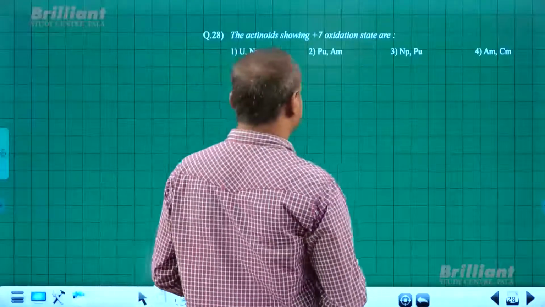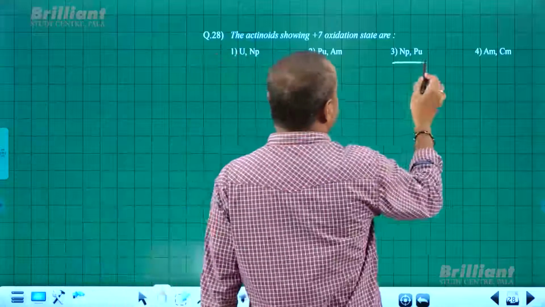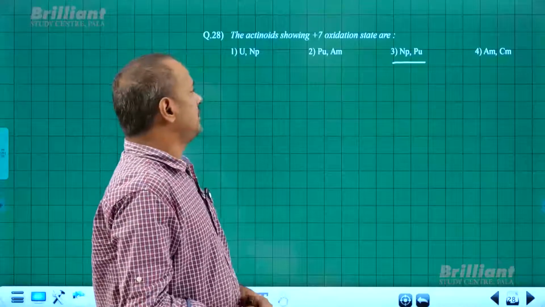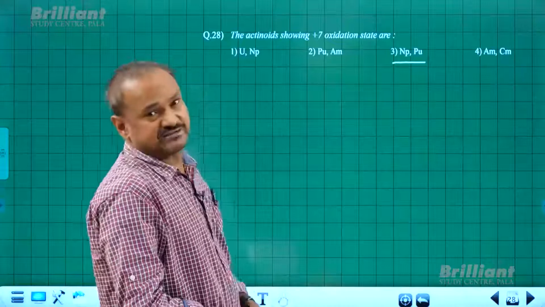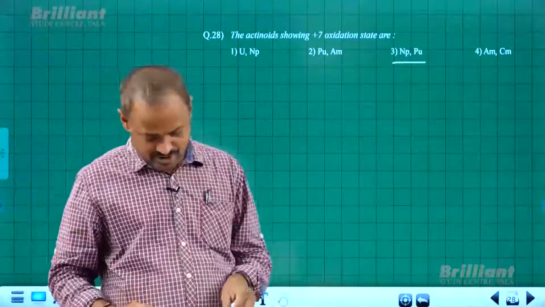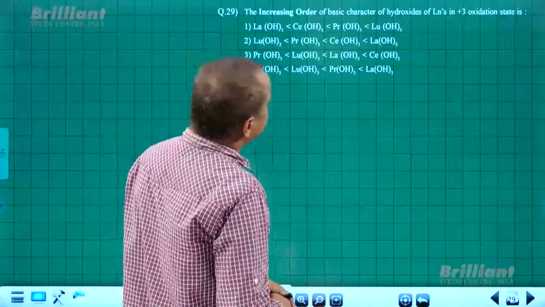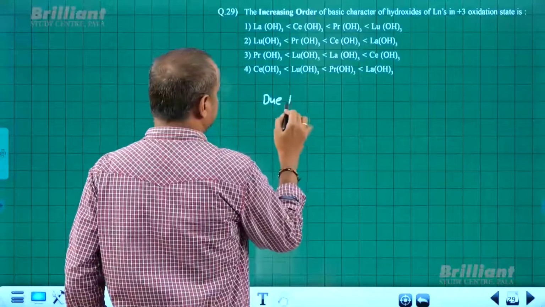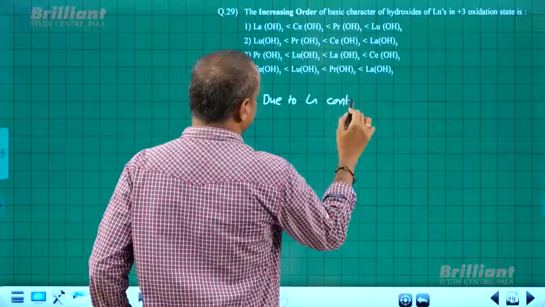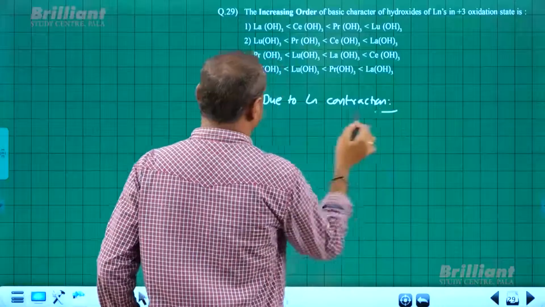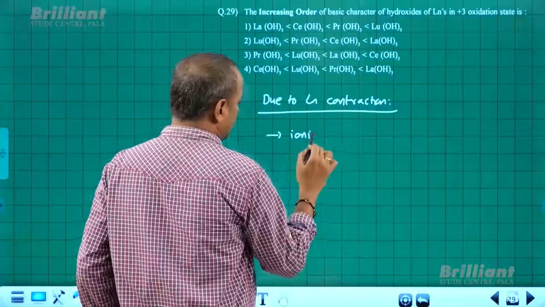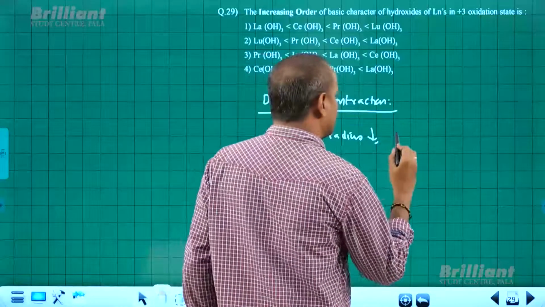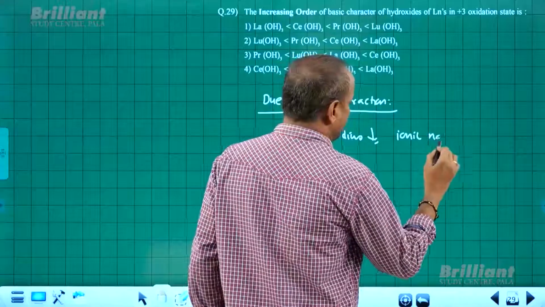Actinoids show plus 7 state. We have to remember the oxidation numbers table given in the NCERT textbook. So follow all NCERT table values of oxidation numbers. Neptunium and plutonium give the very high value of plus 7 state, only 2 elements, neptunium and plutonium. Next, increasing order of basic nature of hydroxides from plus 3 state. Due to lanthanide contraction, ionic radius decreases. Ionic nature decreases.